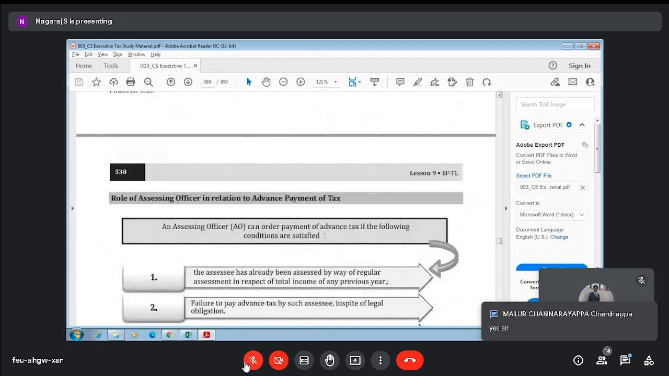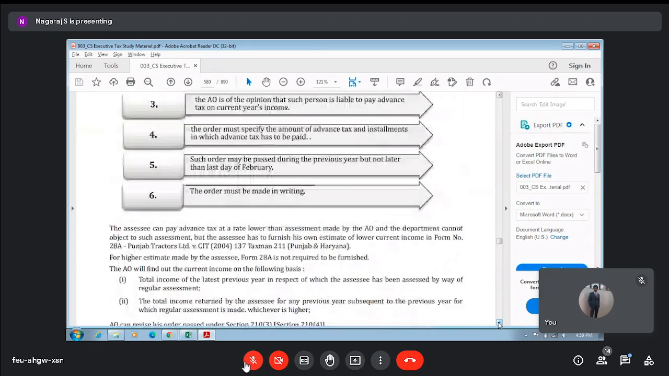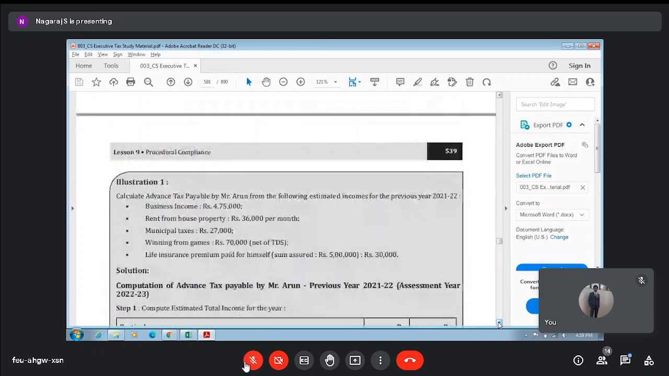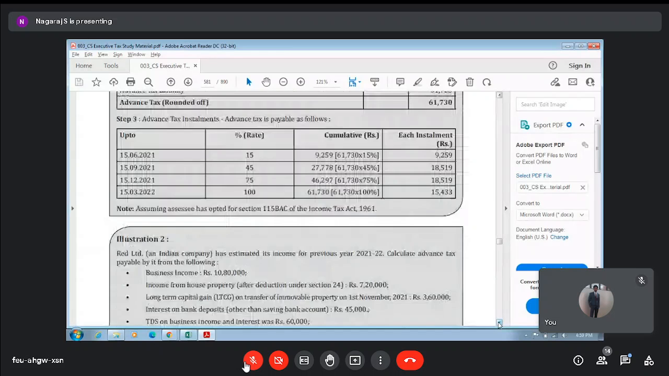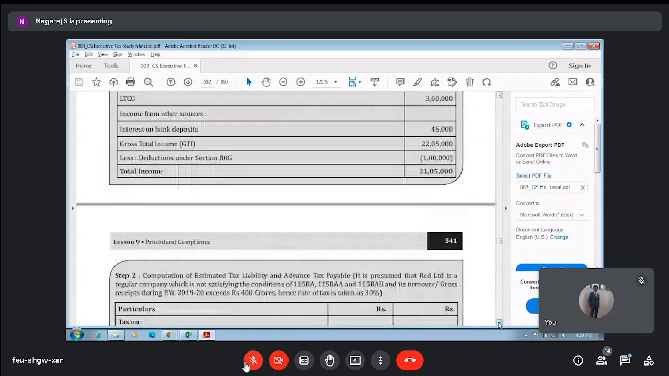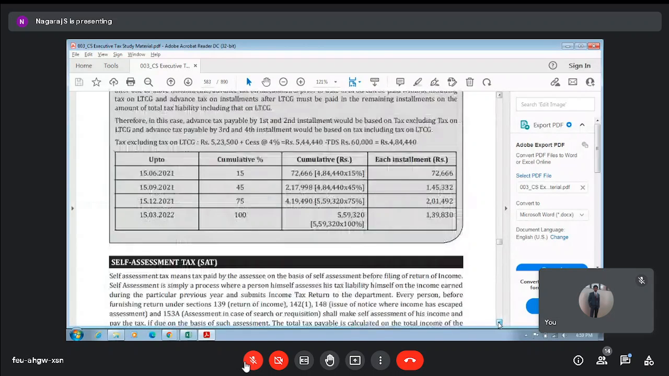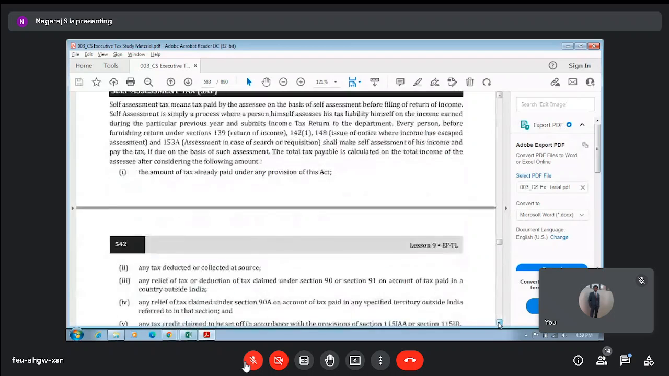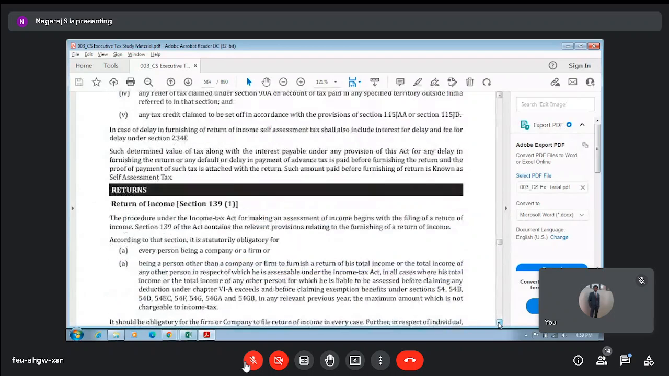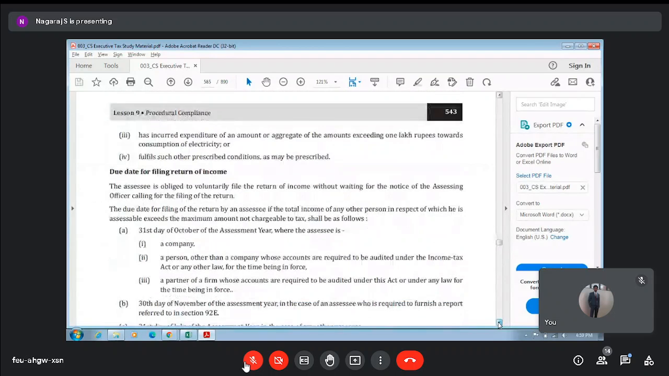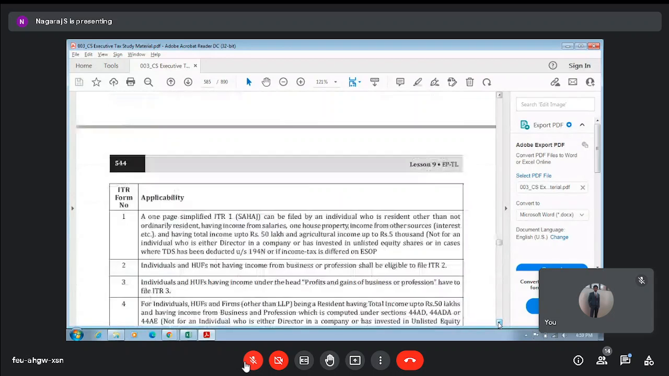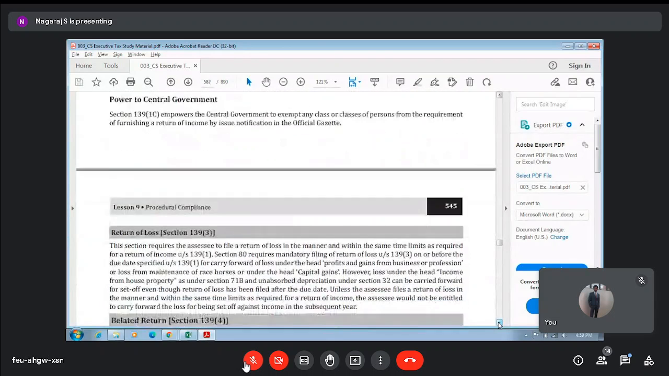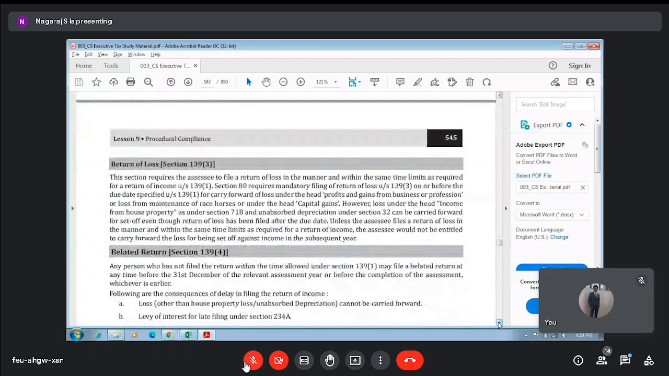234 ABC. Just stop me if you see the interest under section 234 ABC. Self-assessment tax, returns, due date of filing return of income. It's not given.